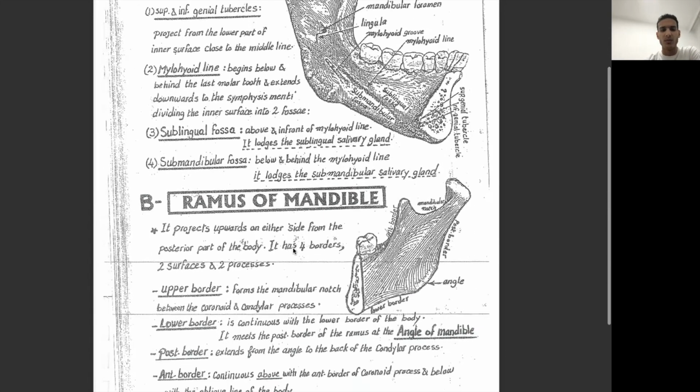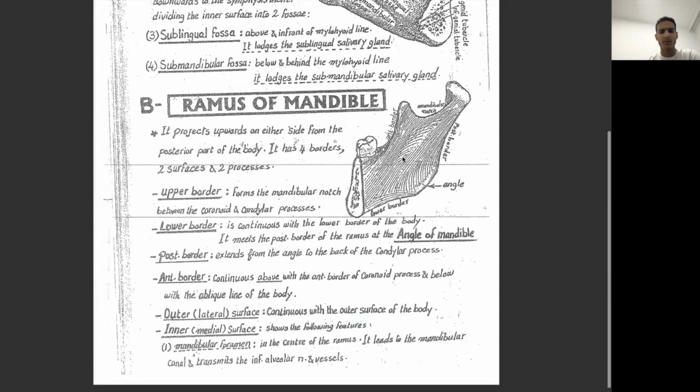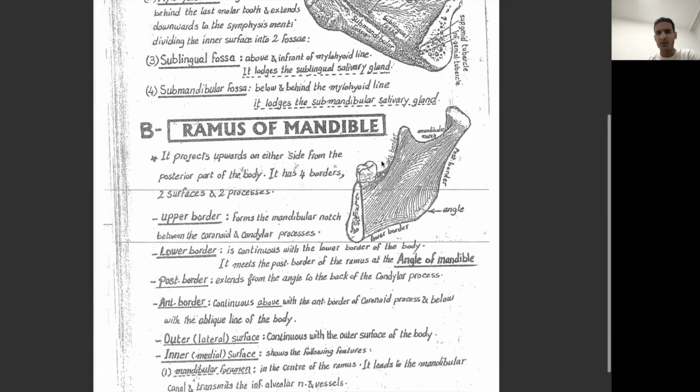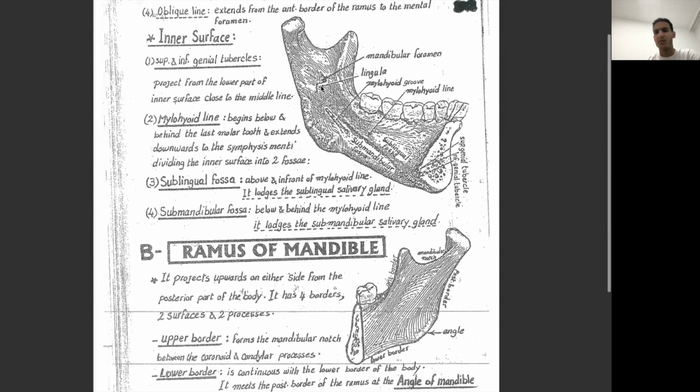The ramus of the mandible projects upwards on either side of the mandible. It has four borders, two surfaces and two processes. The four borders are the posterior border, mandibular notch, anterior border, and the lower border. It has two processes, the condylar and the coronoid, and we have mentioned all of those. The inner surface, as we have said, has the mandibular foramen, and at the region where the mandibular foramen is found, we have something called the lingula.